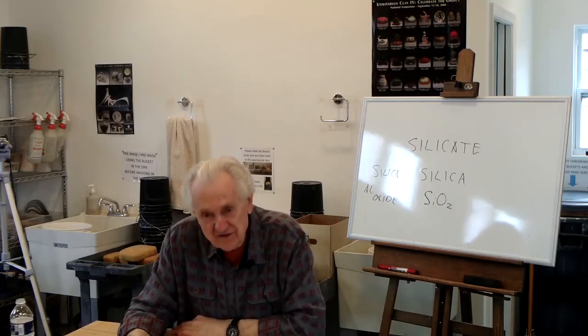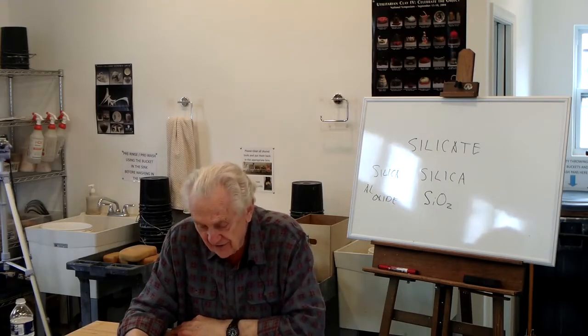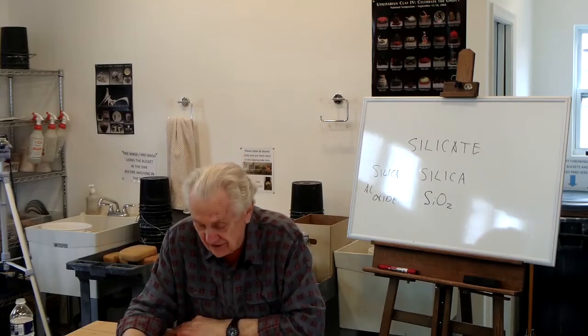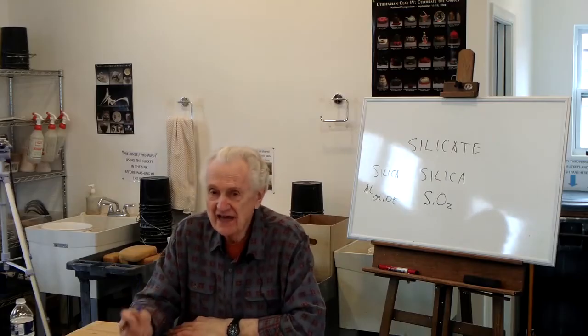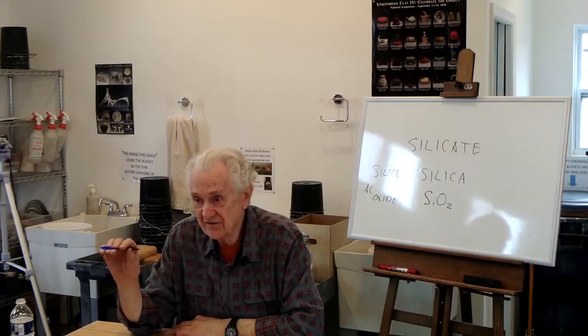So there's potash feldspar, which means it contains potassium, or there's soda feldspar, which means it contains sodium. Those are the two main kinds of feldspars you'll see. Now that's just a general category of feldspar. A recipe might just say potash feldspar.